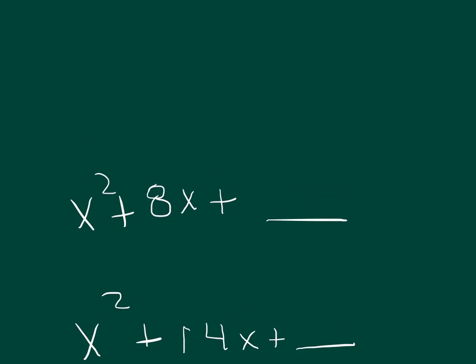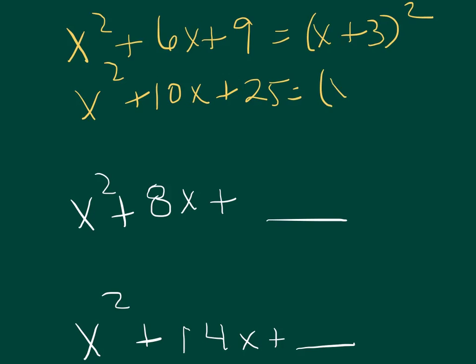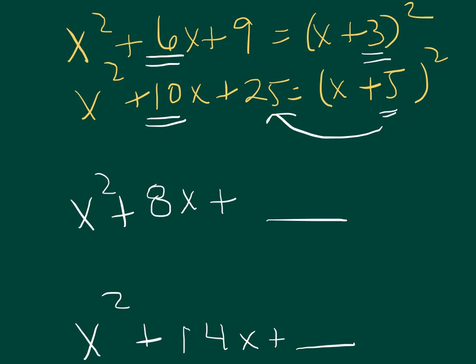So just to remind you, you had x squared plus 6x plus 9, and that was x plus 3 quantity squared, or x squared plus 10x plus 25, and that was x plus 5 quantity squared. One of the cool things about this is that this number here is half of my b, and when I square it, I get my c. So again, this doubled gives me the b, and squared gives me the 9.